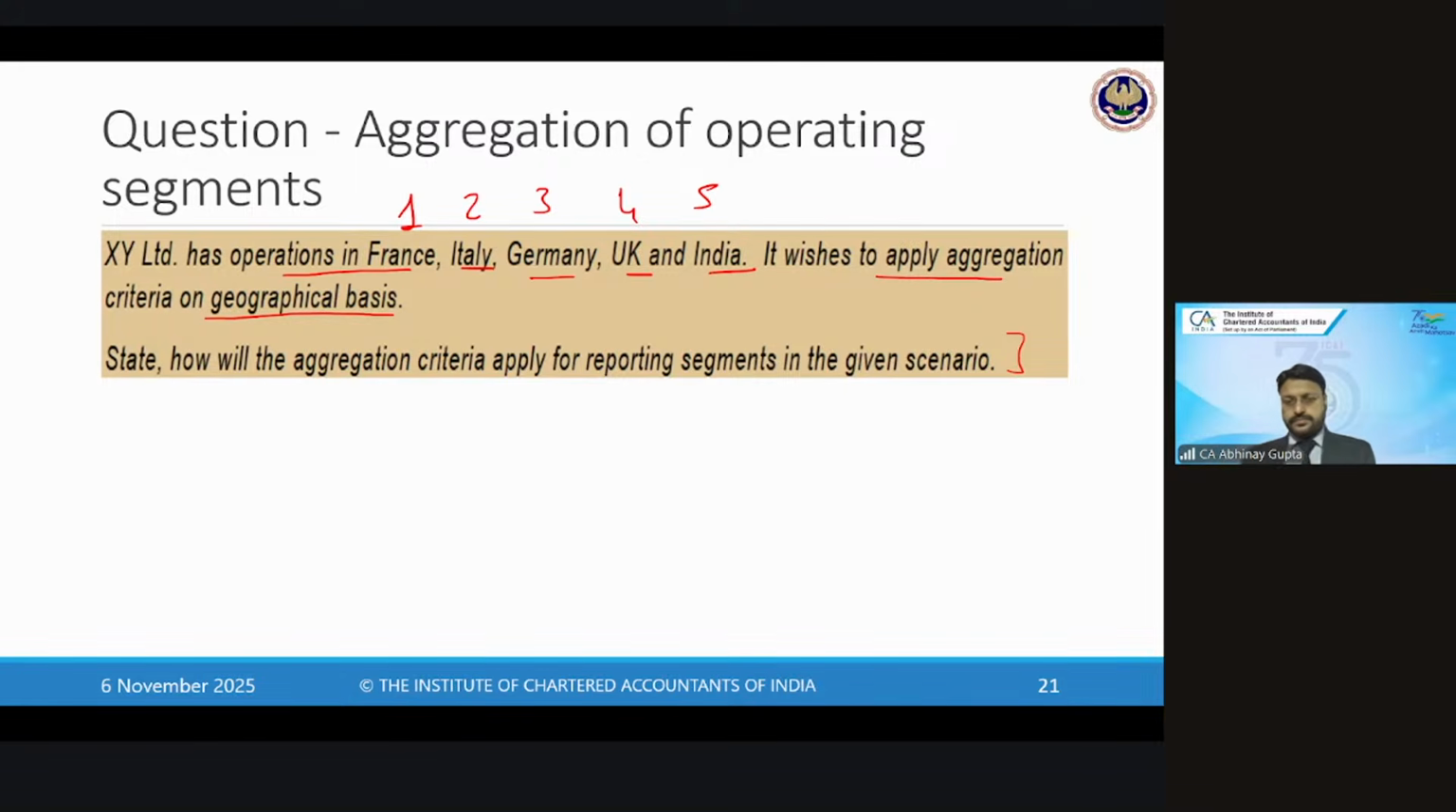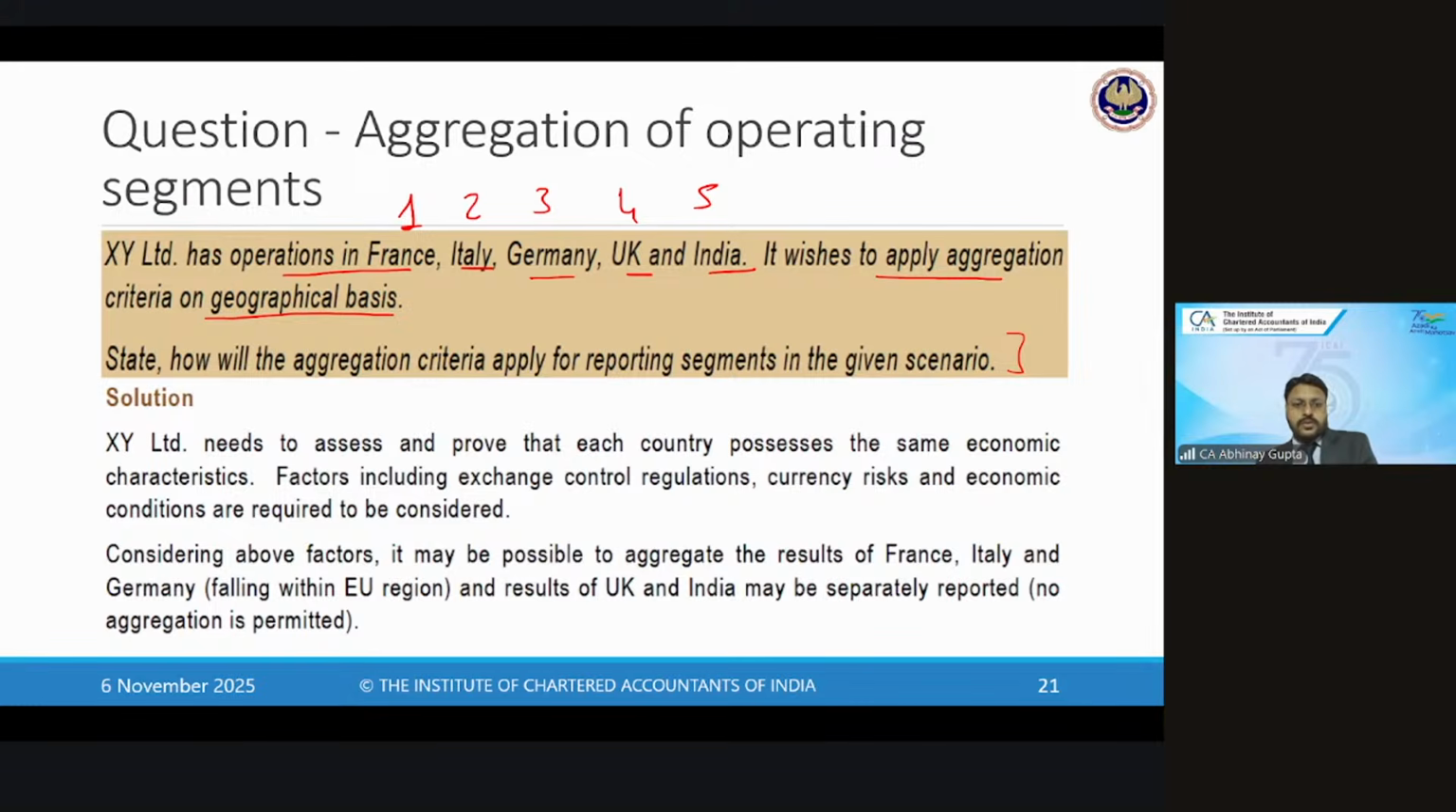Sir, they have to separately assess all the information, whether exchange related or all the political stuff, and whether these are the same or not. Then they can bifurcate only the aggregation on geographical basis. Correct. So they need to understand whether these geographies are having or experiencing same or similar rules and regulations, laws, political interferences, and economic environments, right? So basis on that, it will be identified. So here is the answer. X Limited needs to assess and prove that each country possesses the same economic characteristics, right? Factors including exchange control regulations, currency risk, economic conditions are required to be considered.